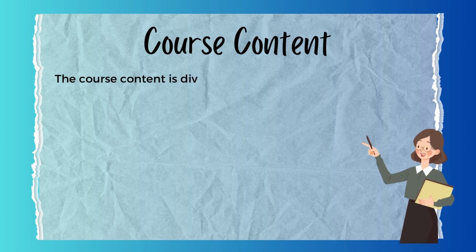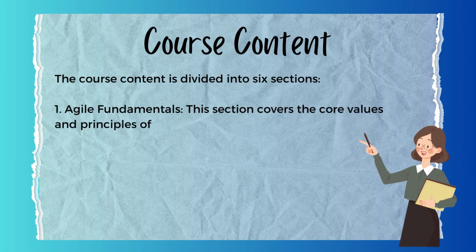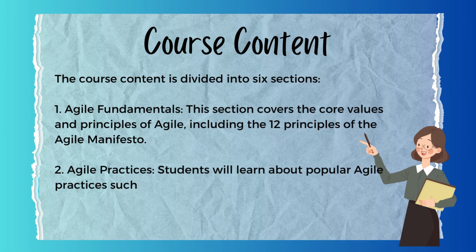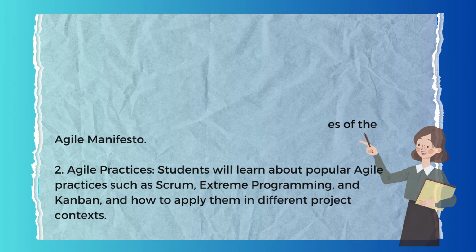The course content is divided into 6 sections. 1. Agile Fundamentals. This section covers the core values and principles of Agile, including the 12 principles of the Agile Manifesto. 2. Agile Practices. Students will learn about popular Agile practices such as Scrum, Extreme Programming, and Kanban, and how to apply them in different project contexts.